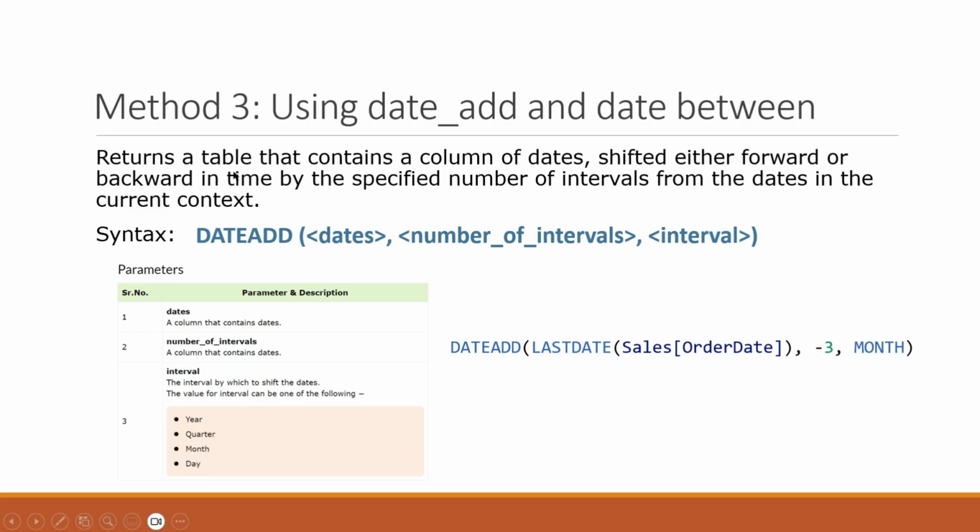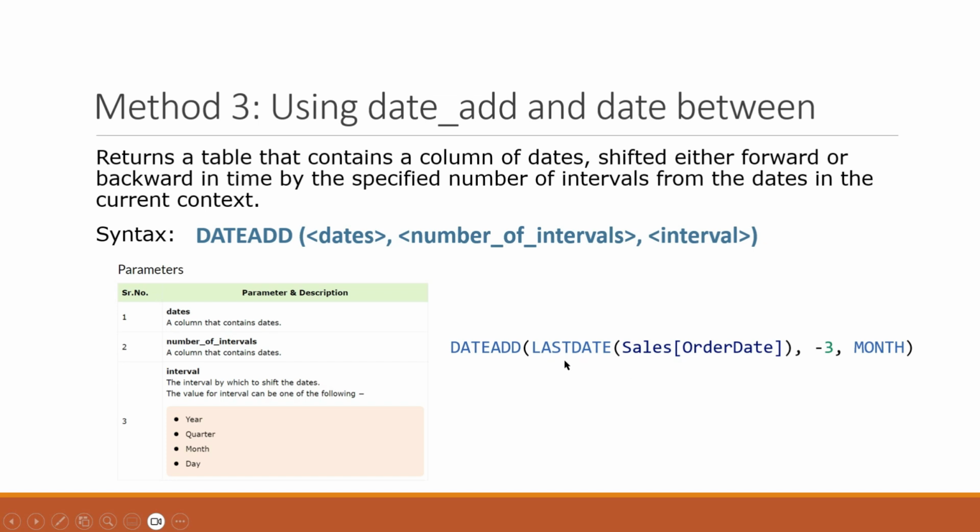The Dateadd function returns a table that contains a column of dates shifted either forward or backward in time by a specified number of intervals from the dates in the current context. The syntax is Dateadd, and here we are adding 3 parameters. First is date, so here we have to put a date column, then the number of intervals, and the interval. In our scenario, we are just shifting the context of dates by -3 months. That's why we are writing -3 months from the last date in our data.